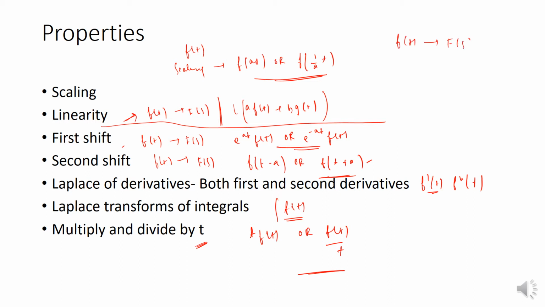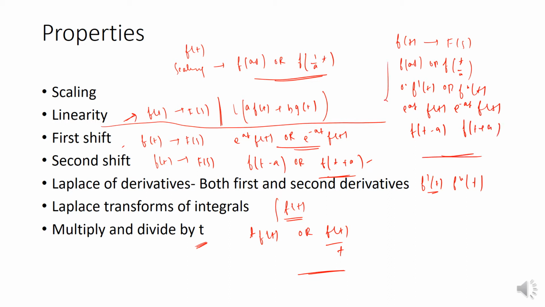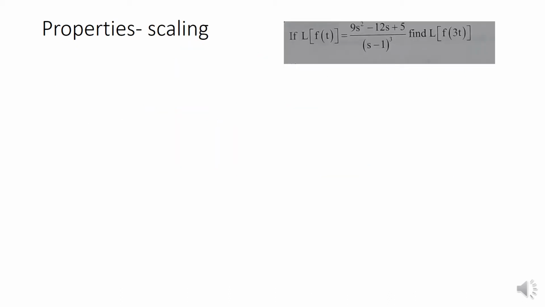how will the Laplace transform of f of at, or f of t by a, or f dash of t, or f double dash of t, e power at into f of t, e power minus at into f of t, or f of t minus a, f of t plus a look like. So how the Laplace transform of these signals looks is what we will discuss in the coming slides. Now the first property is the property of scaling.